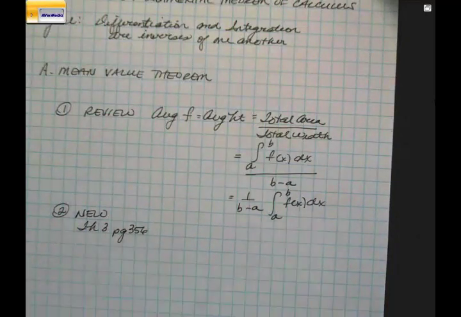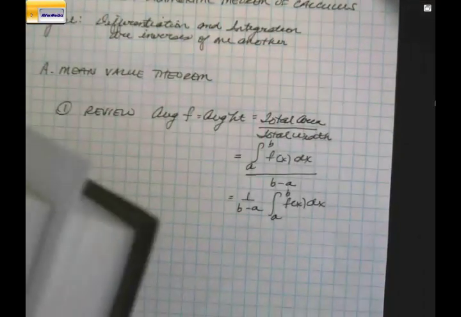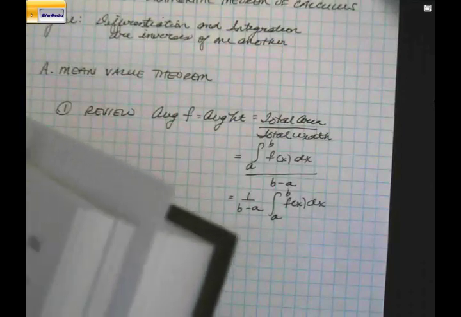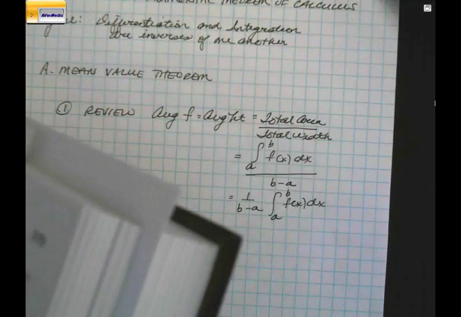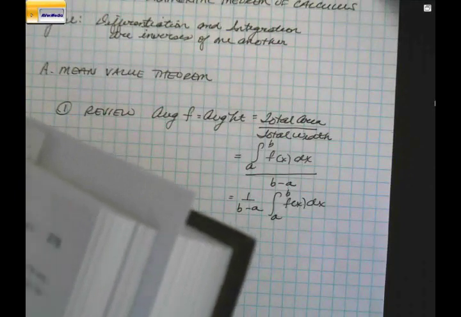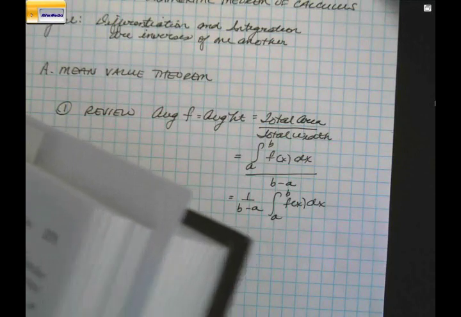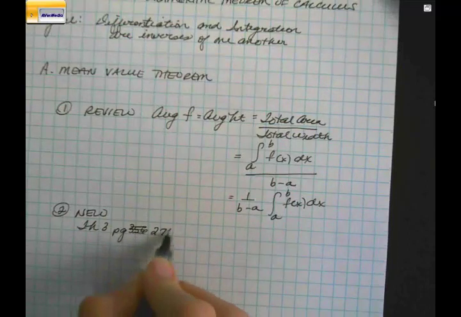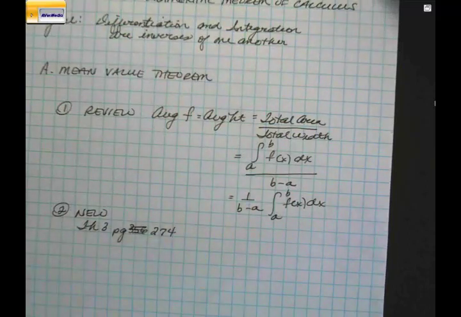No, it's not. That is not right. Where is it? It's not on page 356. It's section 5.4. I will have to back it out. That one. Here it is on page 274. Where did I get 356? 274. And here it is.